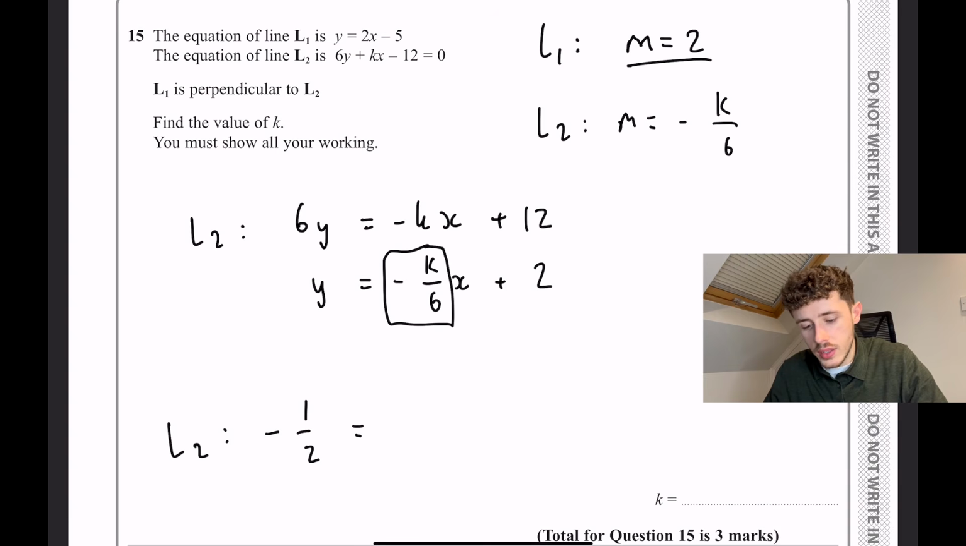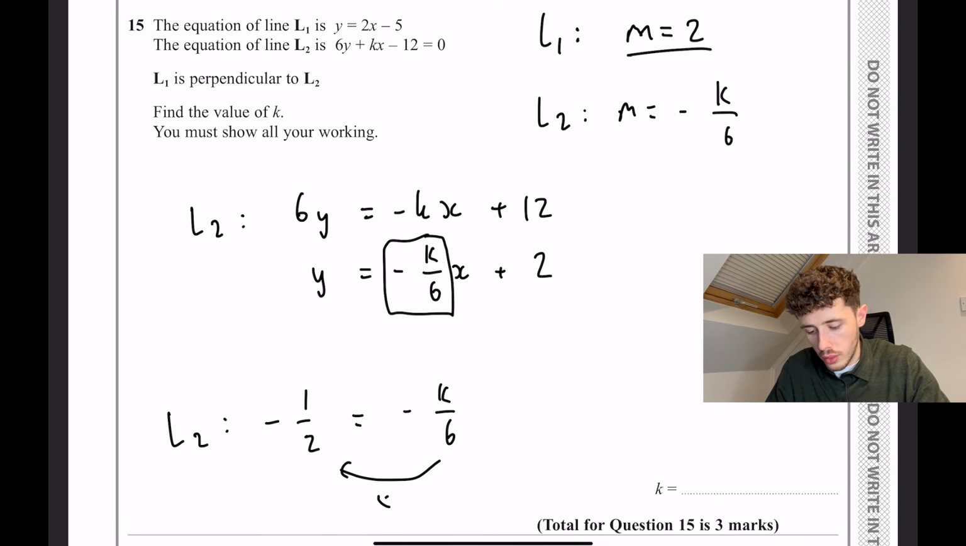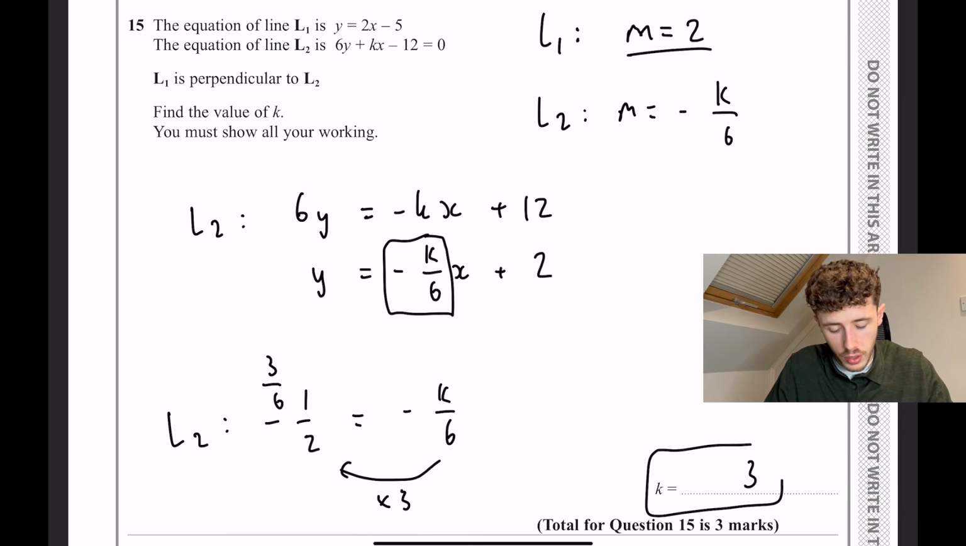So we're saying that minus a half is the same as minus k over 6. And if you compare the denominators, multiply that one by 3. You would also have to multiply the top of the fraction by 3, leaving us with 3 over 6. Therefore, k is going to be 3.